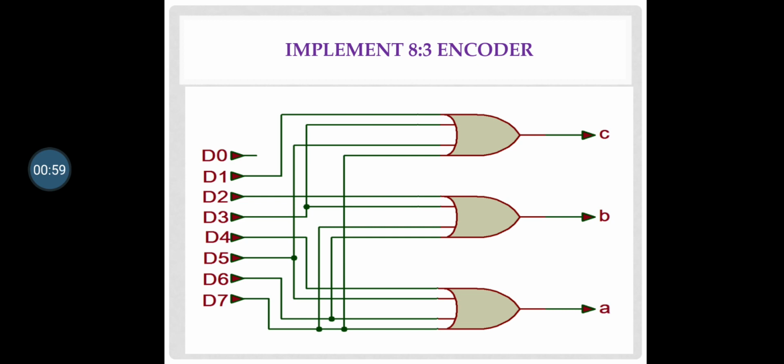Likewise, if the switch D7 is selected, the rest of all the input switches will be 0 and the output will be A equal to 1, B equal to 1 and C equal to 1.